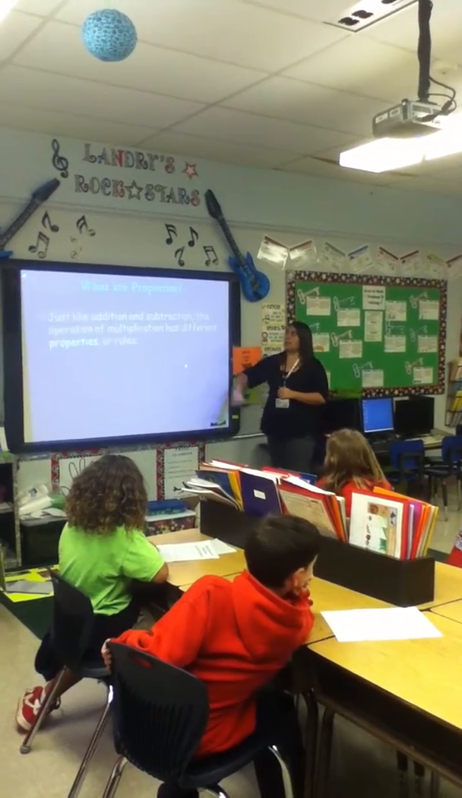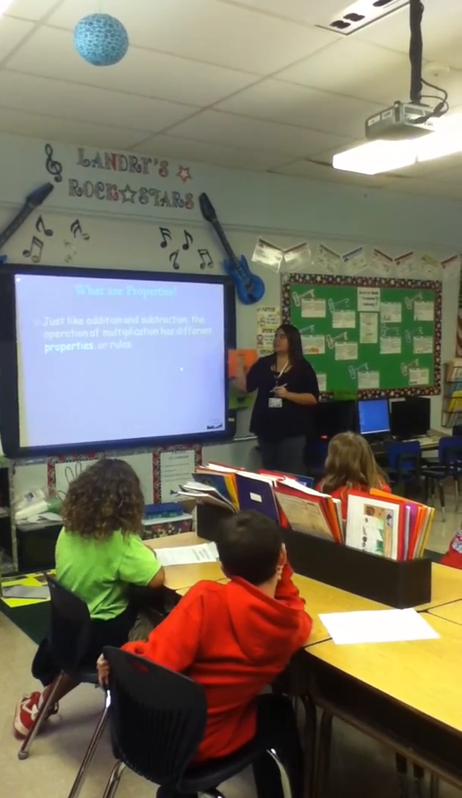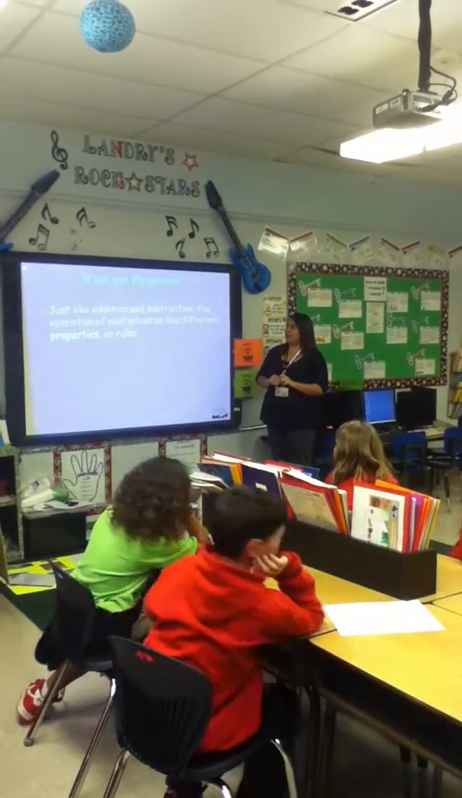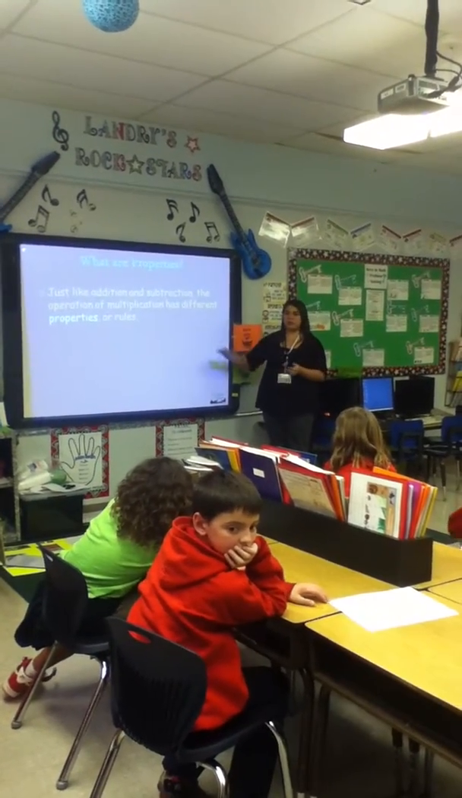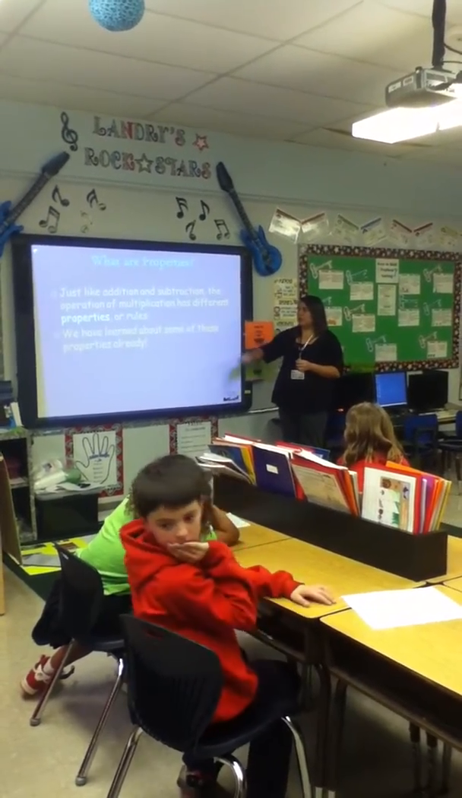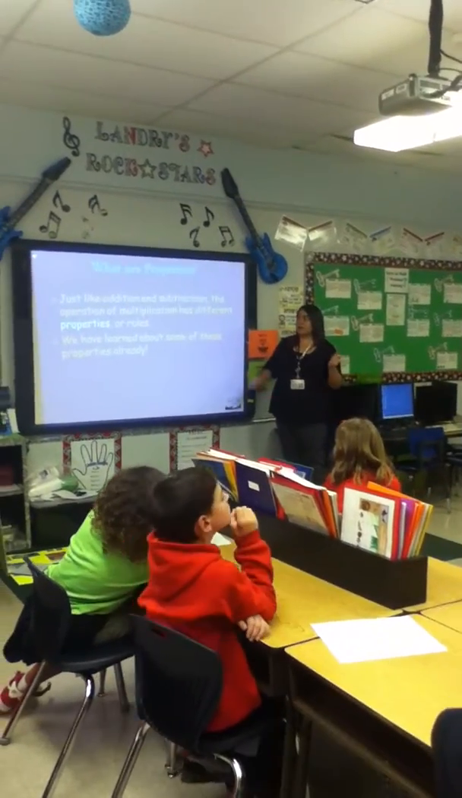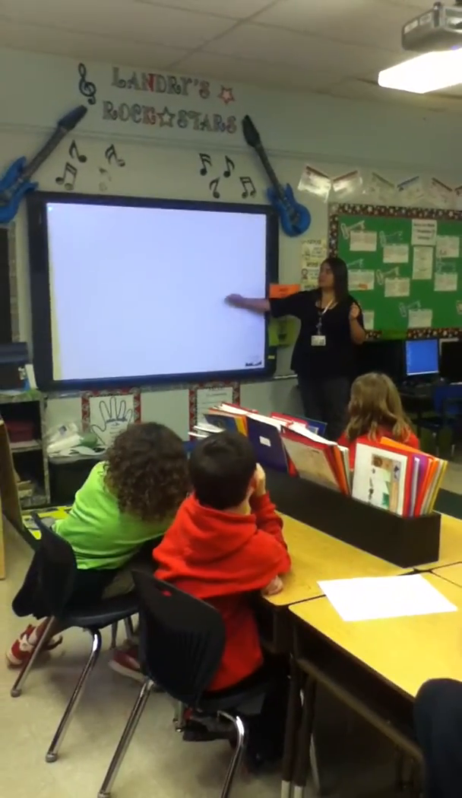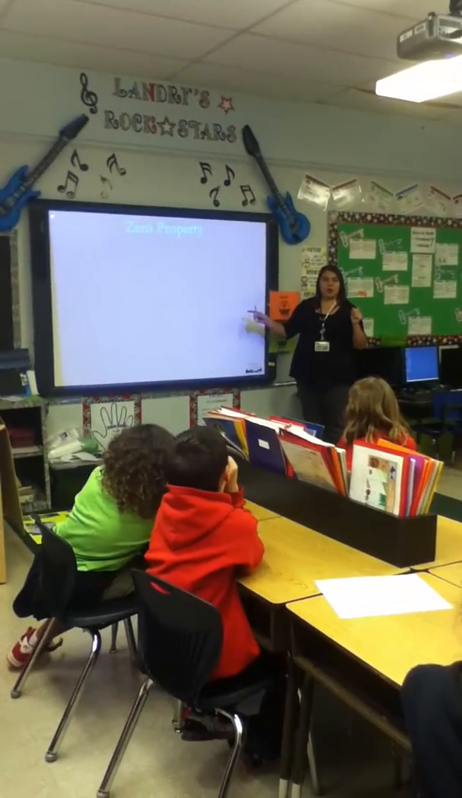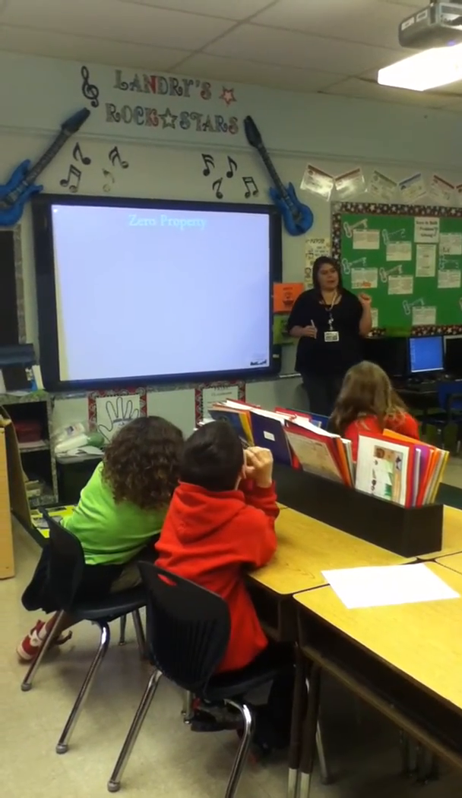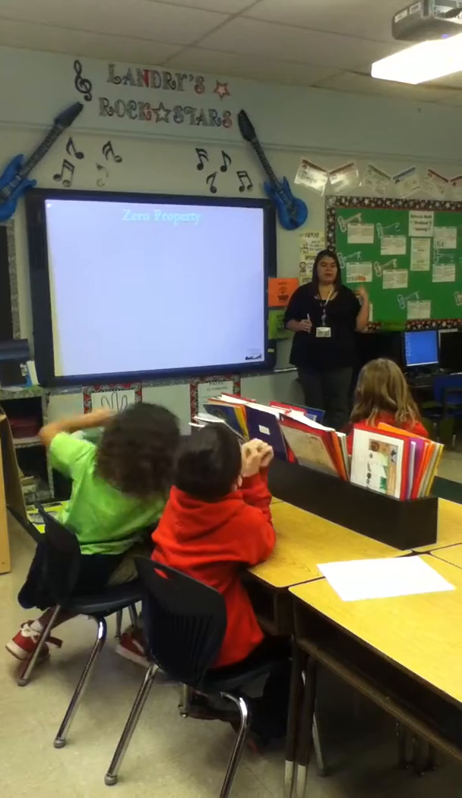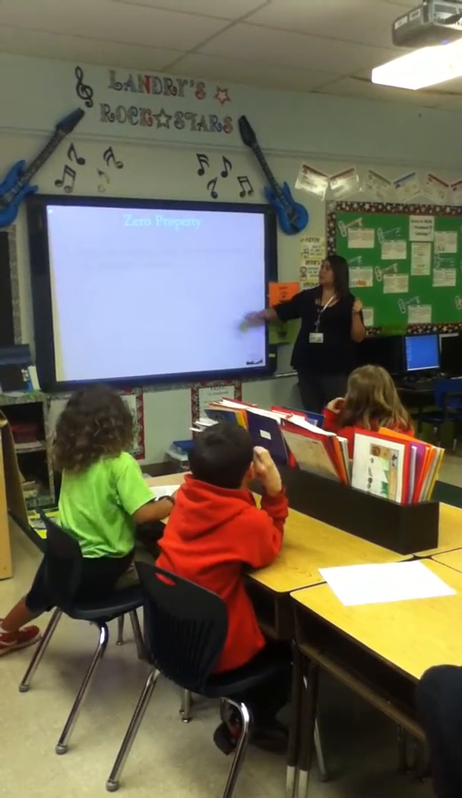So, properties of multiplication. Just like addition and subtraction, the operation of multiplication has different properties or rules. We've learned some of the properties already, which we just discussed. So we learned the zero property, and the zero property means that any number multiplied by 0 equals 0. Beautiful.